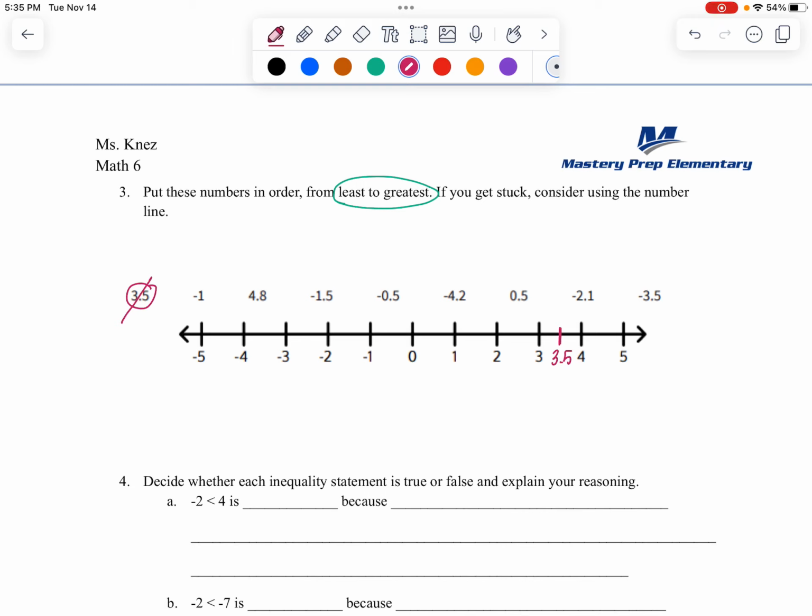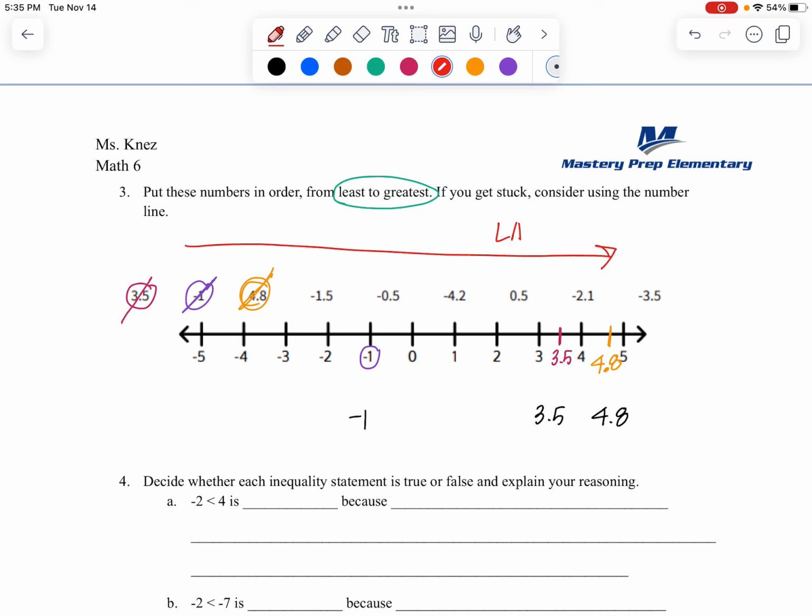I see -1 is already on the number line for me here. I know that 4.8 is located between 4 and 5. It's a little bit closer to 5, so I'll just plot it here. If you go through these steps with all the numbers listed, you plot them on the number line, you'll end up with a list from least to greatest. Because remember that as we move right on a number line, our numbers get larger. And so by plotting the points on the number line, you're answering the question, which is the least to greatest list.